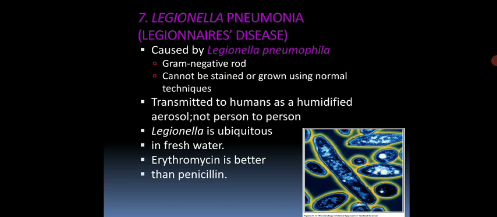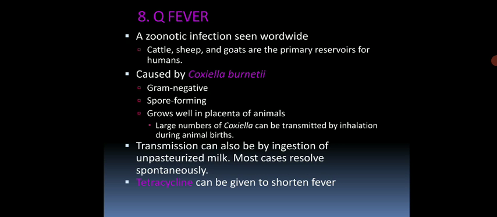infection. The next disease is Legionella pneumonia, Legionnaires disease, and it is caused by Legionella pneumophila, a gram-negative rod. It cannot be stained or grown using normal techniques, and it is transmitted to humans as a humidified aerosol and not by person to person contact. Legionella is ubiquitous. It is present in fresh water, and erythromycin is a better choice to treat this than penicillin. Then Q fever, it is caused by Coxiella burnetii, and we get this infection from consumption of raw milk.